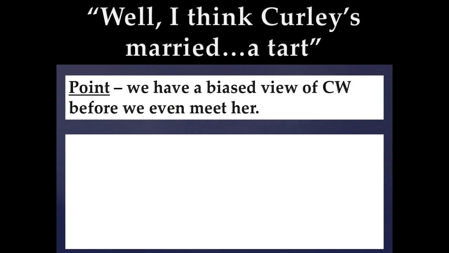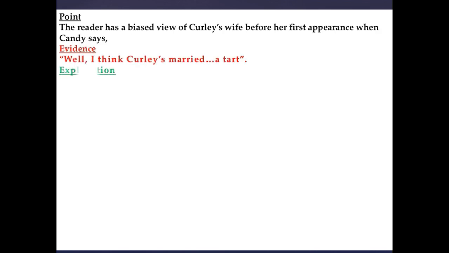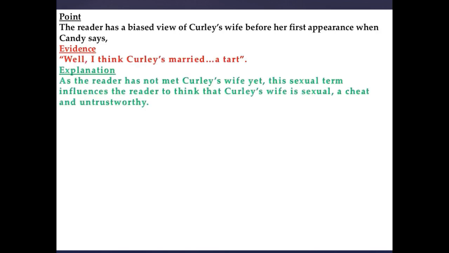So first thing we do is we say why that quote proves that we get a biased view. So explain why it influences. So we could say for this one that as the reader has not met Curly's wife yet, this sexual term influences the reader to think Curly's wife is sexual, a tart and untrustworthy. So it's almost like I've just explained what the word tart and the connotations that has.